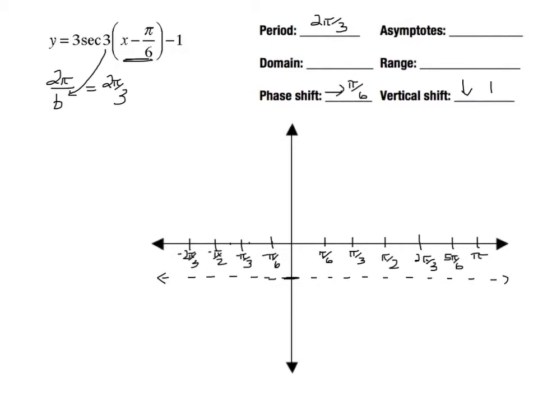Since I'm graphing secant, which is really like graphing cosine, if I was graphing cosine, the amplitude would be 3, so I'm going to use that here.